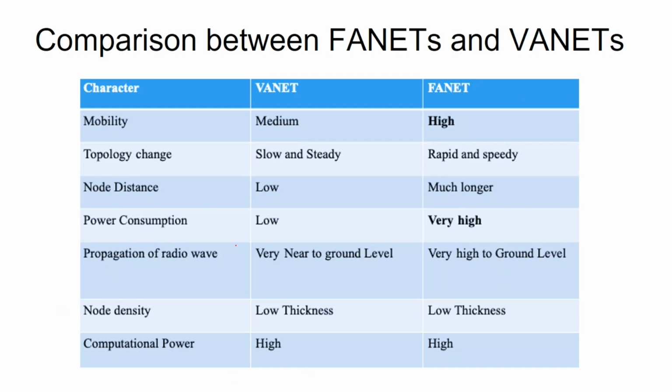Now the comparison between FANETs and VANETs. We have seen mobility. In VANET the mobility is medium and here it is high. Topology change is slow and steady in VANET, whereas in FANET it is rapid and speedy. Node distance is low in VANET, much longer in FANET. Power consumption is low in VANET, whereas in FANET it is very high because of flying around. VANET is very near to ground level, while FANET is very high from the ground level. Low density, and high computational power.